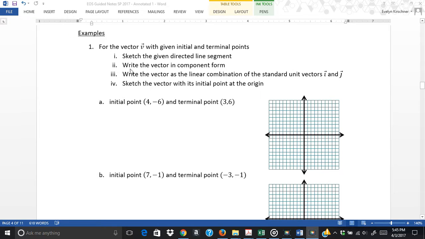So I have a vector v. It has initial and terminal points here, and I'm going to sketch it, and then I'm going to write it in component form, and then I'm going to write the vector as a linear combination, and then I'm going to sketch it with its initial point at the origin.